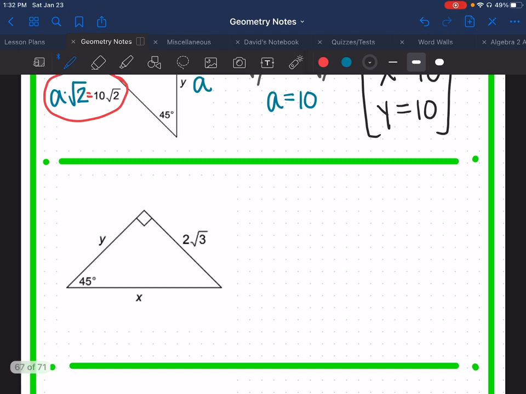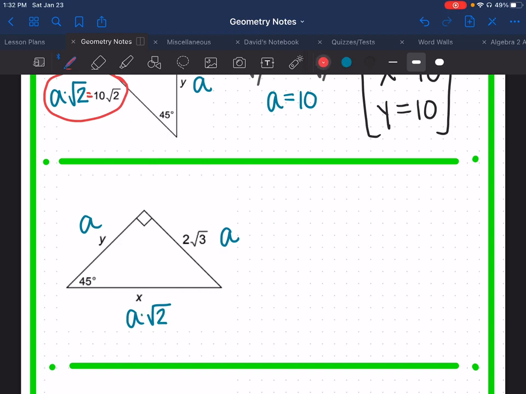45, 45, 90. Let's label them A, A, and A times the square root of 2. Find your 90 degrees. These are your two legs. You're going to label them both with the variable A. The third side is your hypotenuse because there's no 90 degrees, and you're going to label it A times the square root of 2.